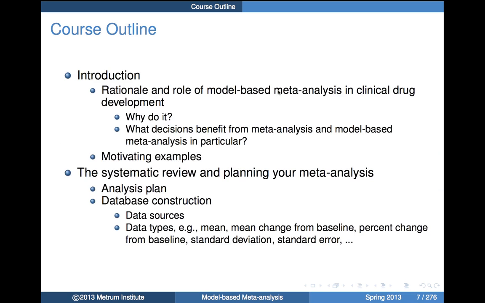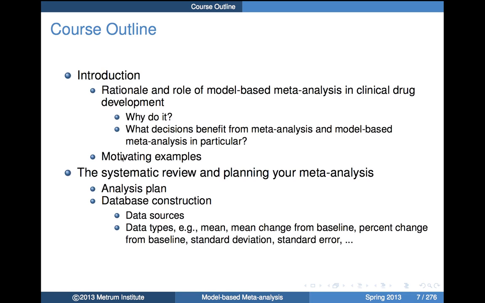So today this is the course outline. We're already going through the introduction now. We'll spend a little time today describing the motivation behind model-based meta-analysis in clinical drug development. And I'll give you a few of what I've termed motivating examples.